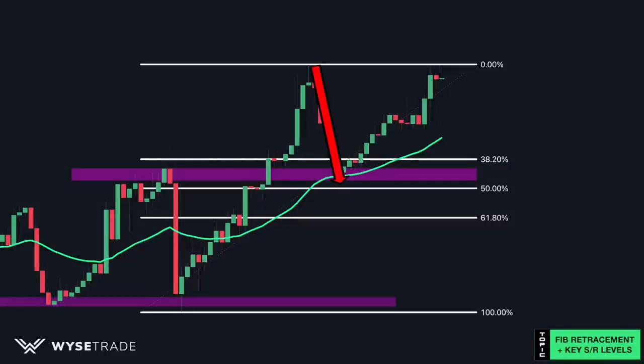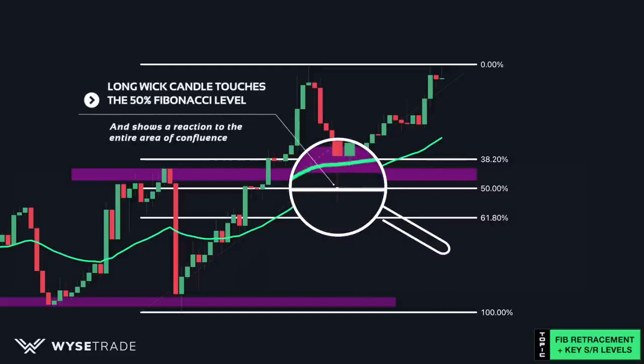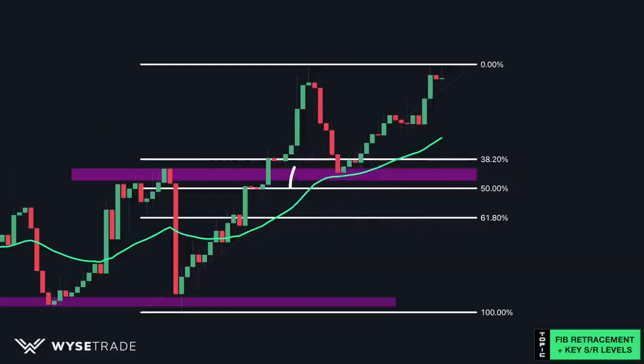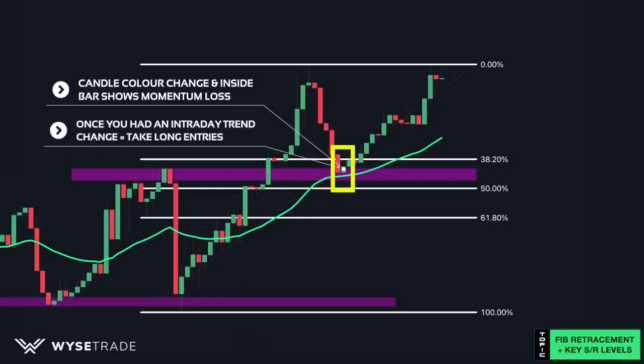This here is your area of confluence, where the support level, moving average, and Fibonacci all lined up perfectly. Once price pulled back to the area, you had a long wick candle form right at the area of confluence, with the wick touching the 50% fib level. You also had a candle color change and inside bar, which shows momentum loss. Once you had an intraday trend change confirmation, you would look for long entry points. Let's show this again.